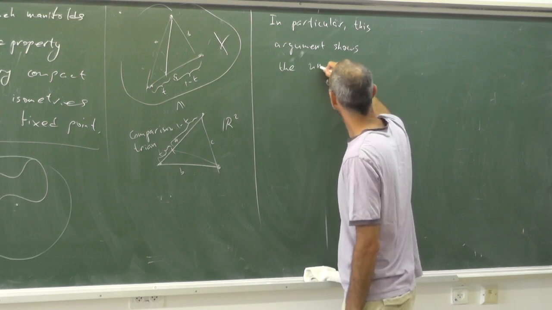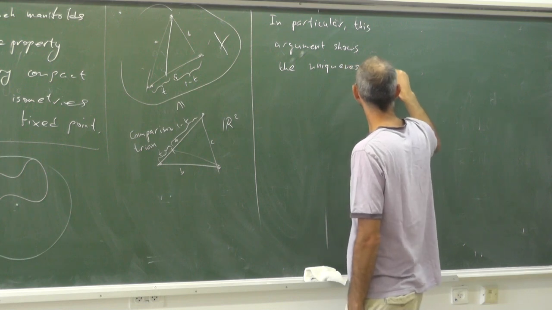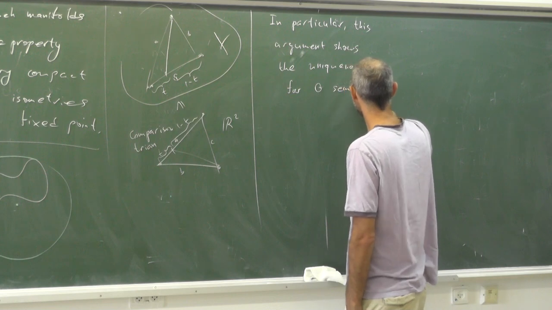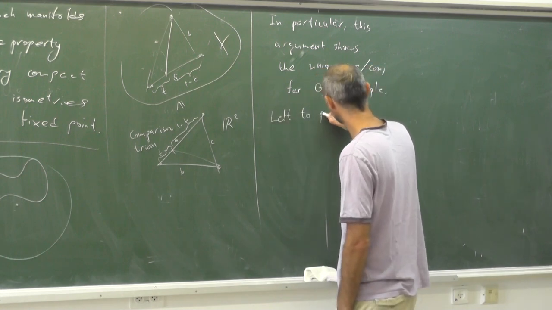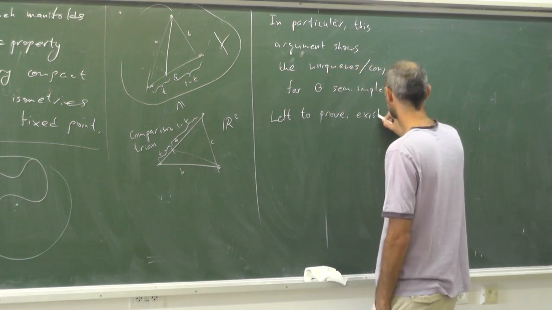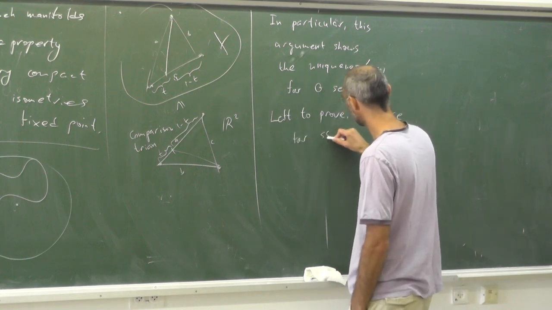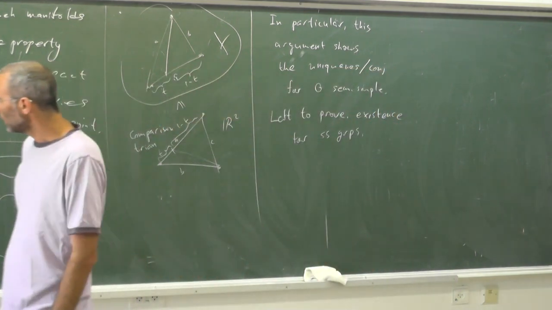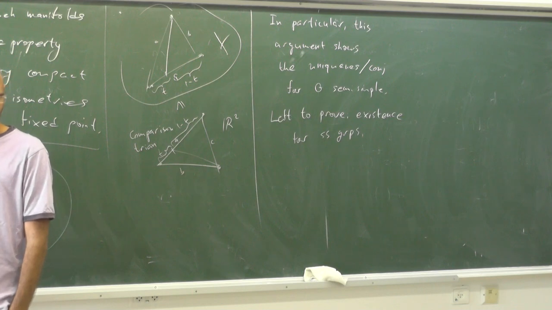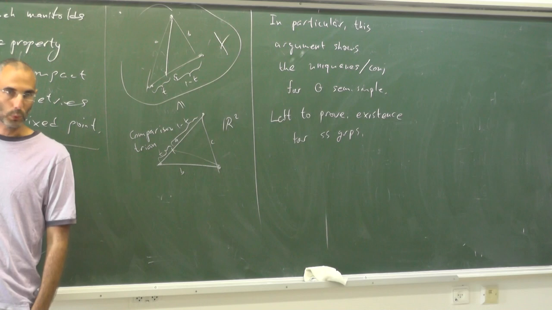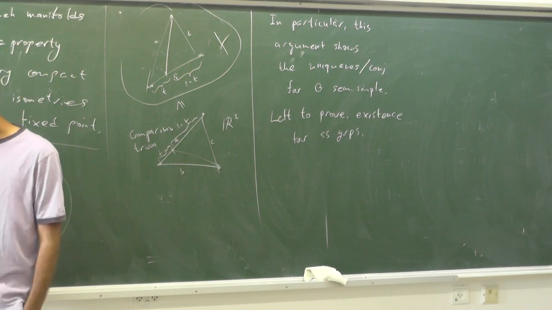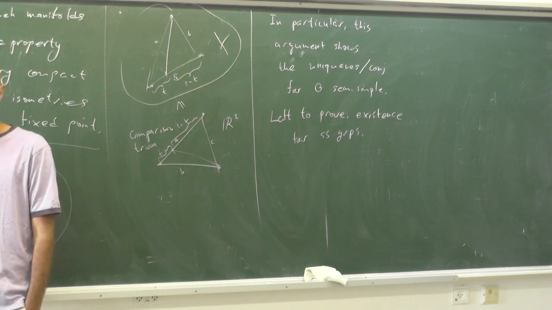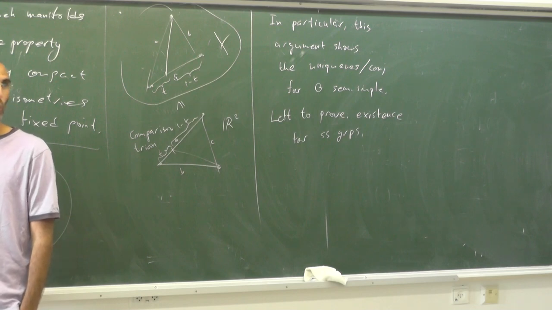the uniqueness of compact form for G semisimple. So we are left to prove existence of compact form for semisimple. I need to prove this, but I want to emphasize that you might say, okay, I don't care much about uniqueness up to conjugation in the reductive case, but let me emphasize that I use this fact while proving existence. I'll use the uniqueness up to conjugation for some simple ones while proving existence for reductive ones. Okay? So really my proof is not complete in that sense.